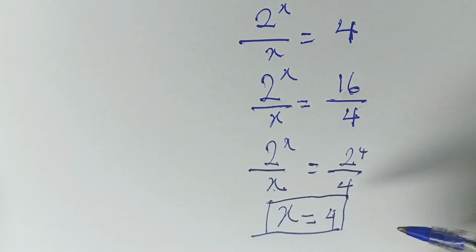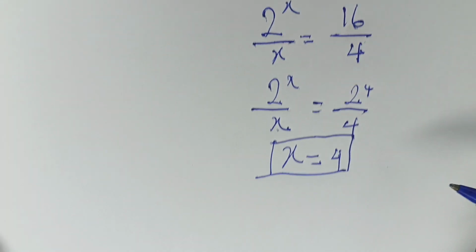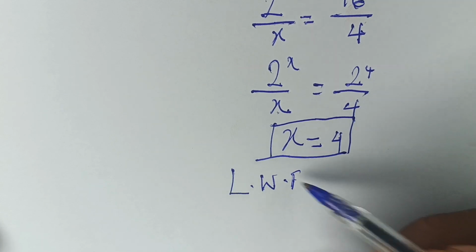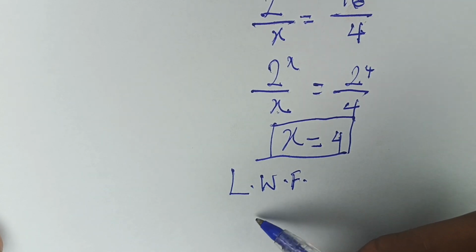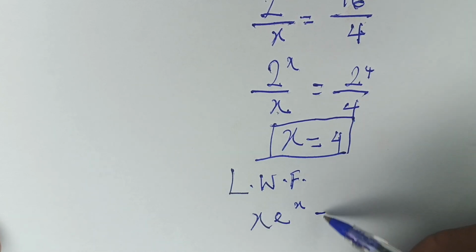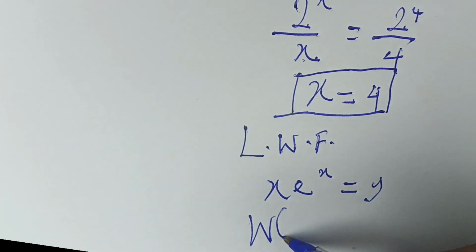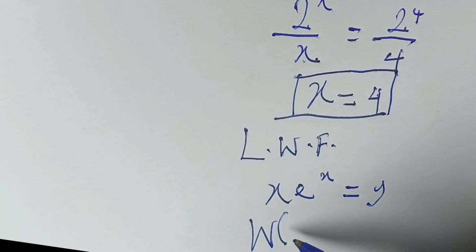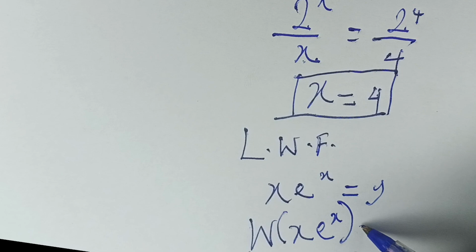Now, to be able to solve this and get the remaining answers, let's go ahead and use a formula known as the Lambert W formula. And how do we apply this Lambert W formula? In the real sense, Lambert W formula just means when we have x e to the power of x equal to y, we should take the W of both sides. This is where the W for the Lambert W formula comes from. The W of x e to the power of x is equal to W of y.